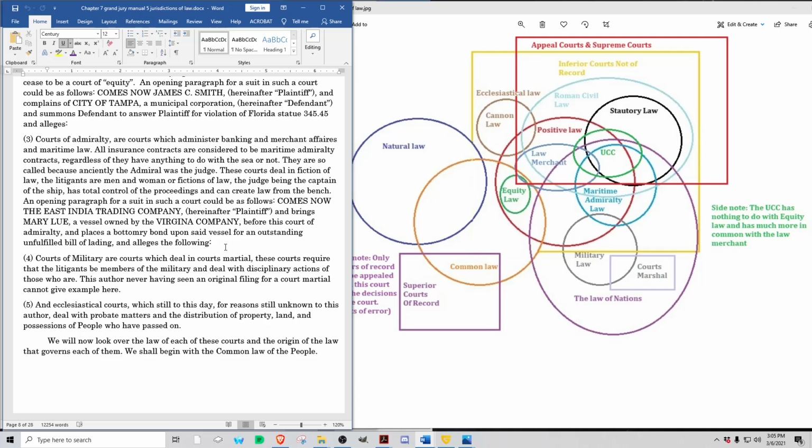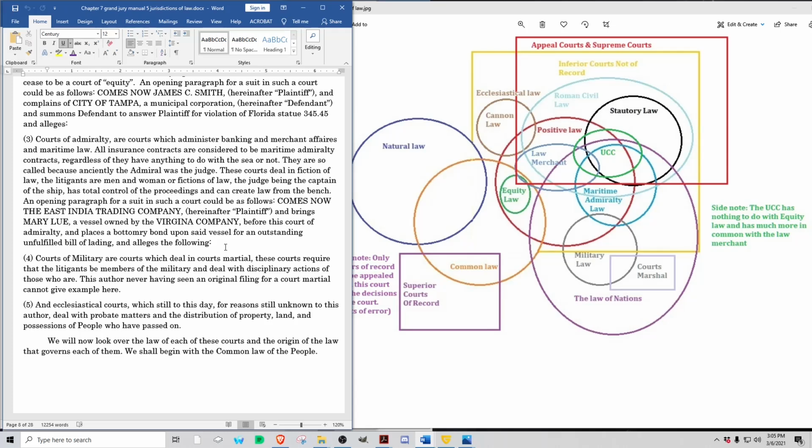These courts deal in fiction of law. The litigants are men and women, or fictions of law. The judge, being the captain of the ship, has total control of the proceedings and can create law from the bench. An opening proceeding for a court in such a suit could be as follows. Comes now the East India Trading Company, hereinafter plaintiff, and brings Mary Lou, a vessel owned by the Virginia Company, before this court of admiralty, and places a bottomry bond upon said vessel for an outstanding unfulfilled bill of lading, and alleges the following. You could also call it a droit, though it depends what you're actually doing in maritime admiralty if it is an actual droit.